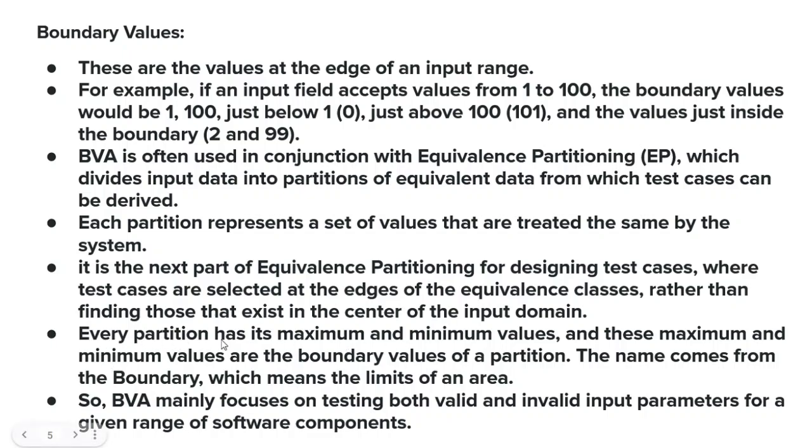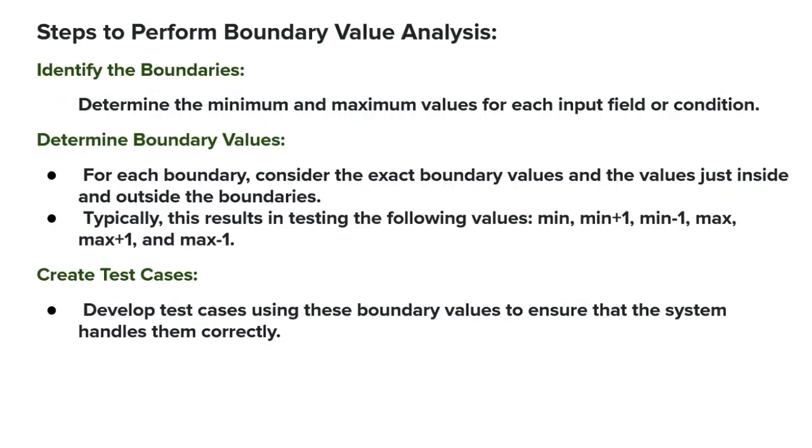Every partition has maximum and minimum values, and these maximum and minimum values are the boundary values of a partition. So we have to focus on the boundary values of that partition. Boundary value analysis focuses on testing both valid as well as invalid input parameters for the given range of software components. So we have to pick values from the valid as well as the invalid input range. Let's see one example, then we will understand in a better manner.